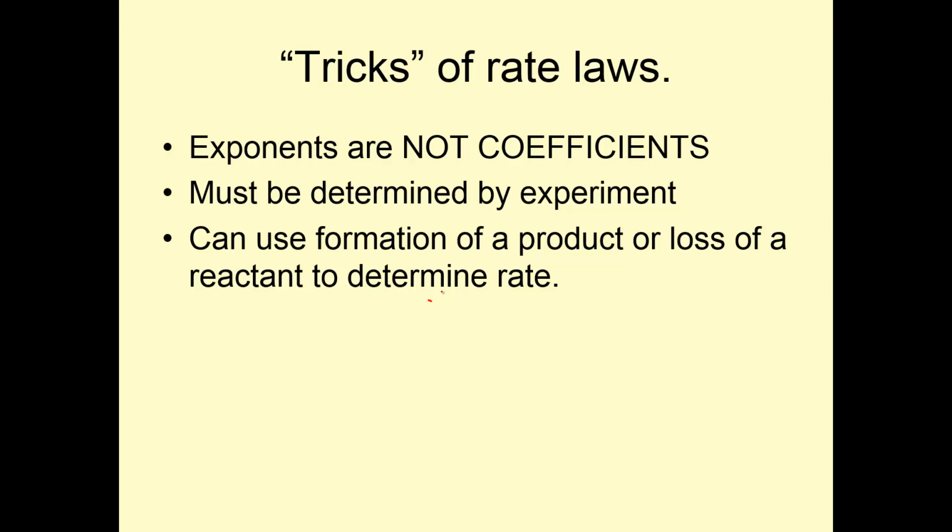And you can use the formation of a product or loss of a reactant to determine the rate. So sometimes what will happen is you'll have the formation of a product, so you'll have something turn purple. There's an iodine clock reaction that all at once turns purple. Okay, I did that in Excel. All right, well, other people might have too.